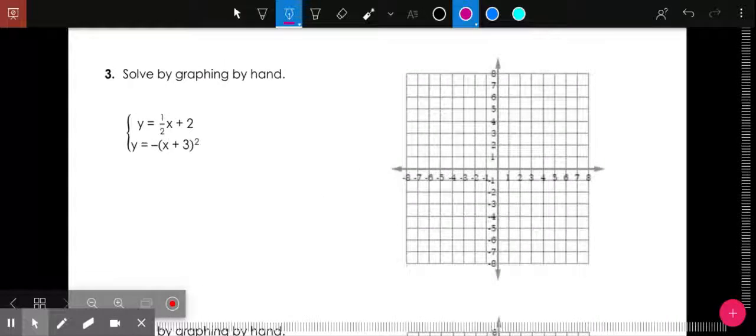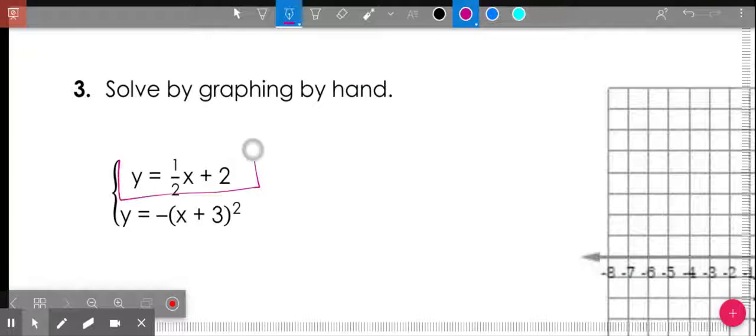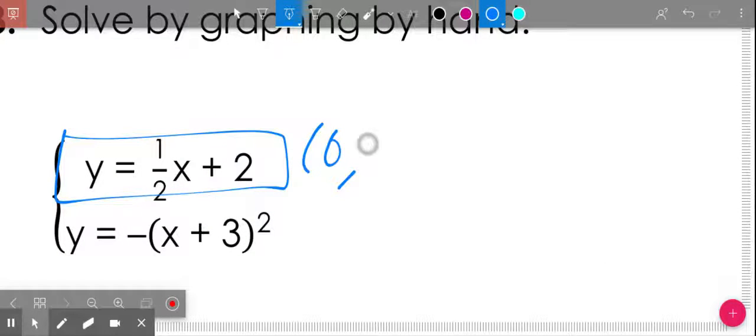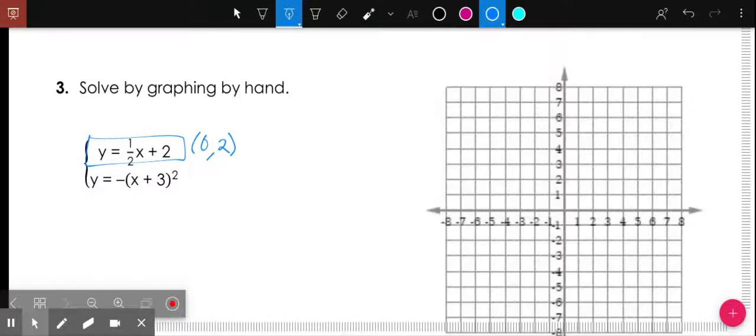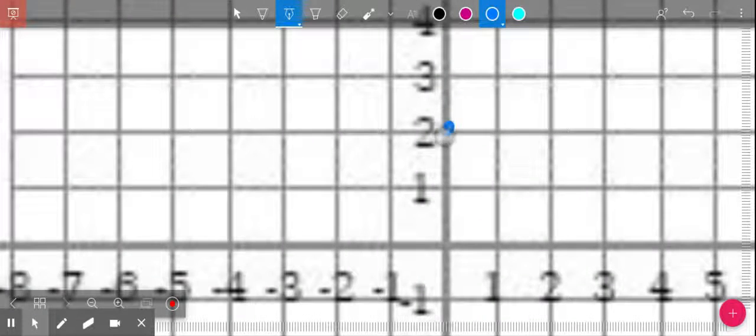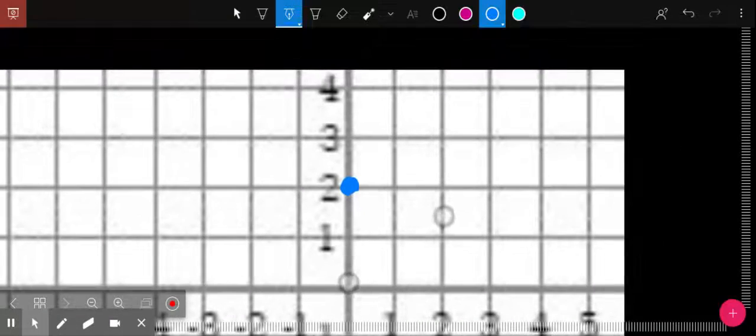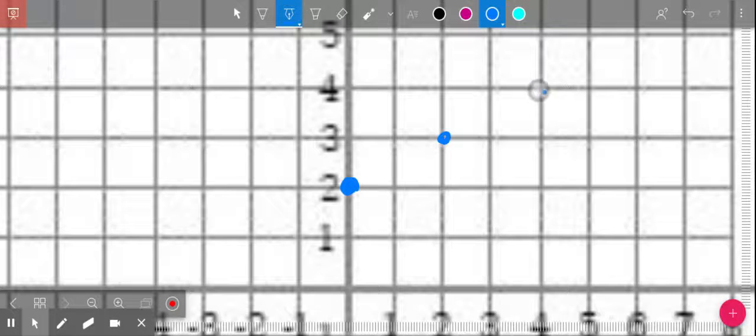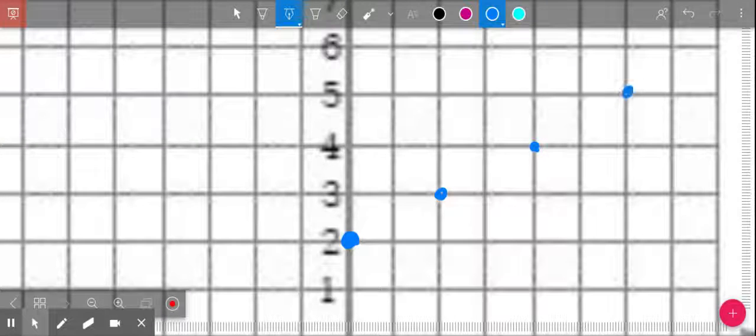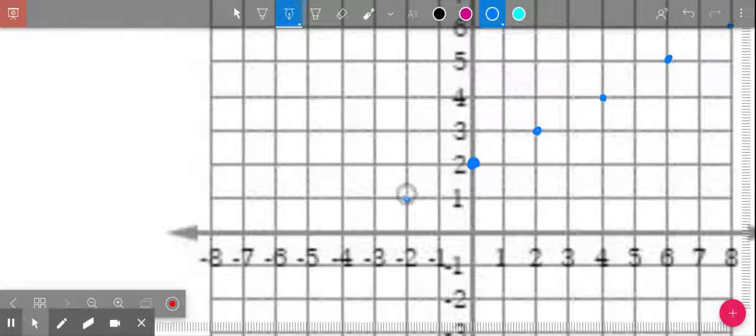All right, looking at number 3, it says solve by graphing by hand. Once again, we're working with the same type of process. We're going to do blue first. I've always done blue first. We're going to do y equals 1/2 x plus 2. That's my linear function. My y-intercept is going to be 0, 2, and my slope is 1/2. So we're going to start at 0, 2. My slope was 1/2, so that means I'm going to rise 1 and run 2, rise 1 and run 2, and connect.